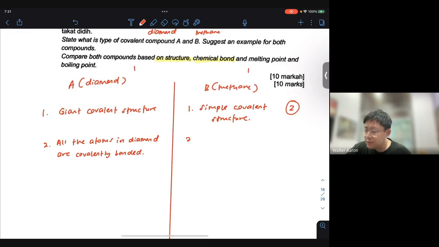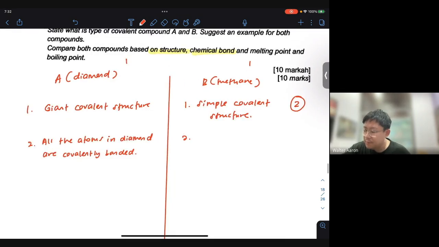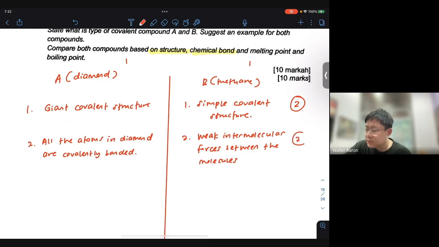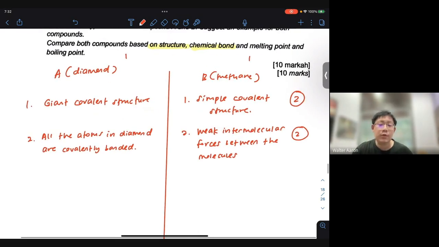And then you see over here, weak intermolecular forces between the molecules. Okay, so this is another 2 marks. So total got 6 marks already, yeah? Right, 2 marks for the example, 2 marks for the first comparison, 2 marks for the second comparison.